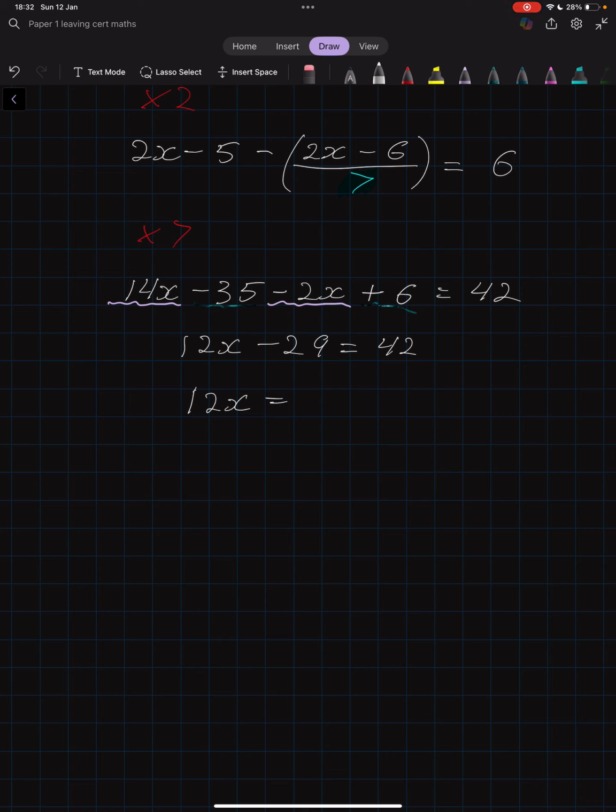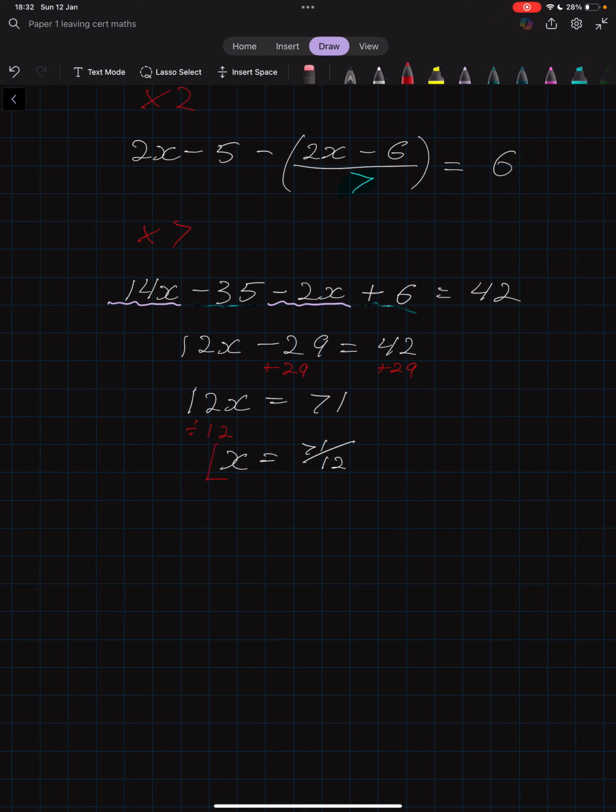And again, I have 12 x's, I only want one, so I'm going to divide. Here I'm dividing by 12, and here I added 29 to both sides, in case you're wondering where the 71 has come from. So I get 71 divided by 12. And that's the final answer.